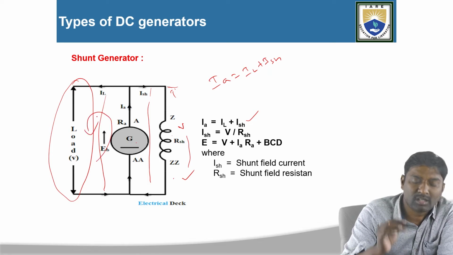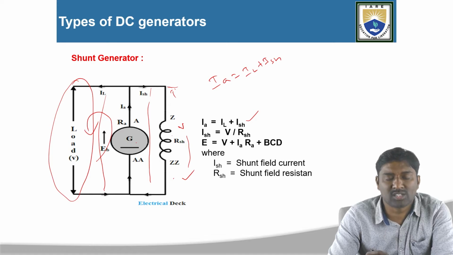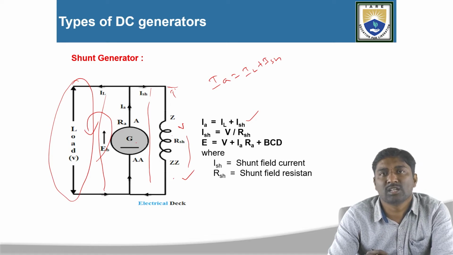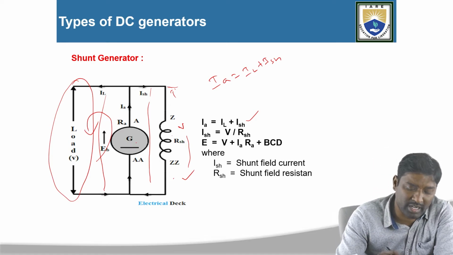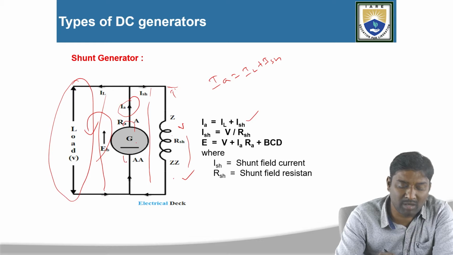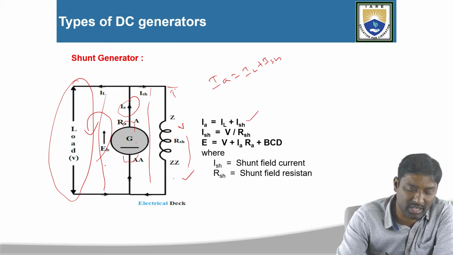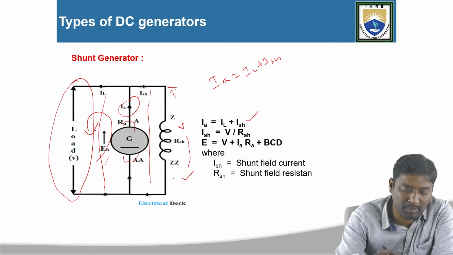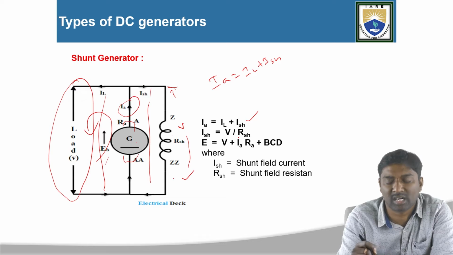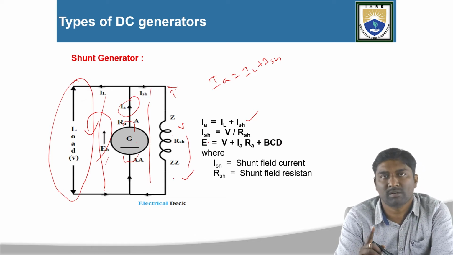So now I apply again KVL, that is Kirchhoff voltage law. According to the Kirchhoff voltage law, the sum of the voltages in the loop will be equal to 0. Again I am getting the armature resistance drop, as well as the brush drops, according to the construction of the DC machine. Now you can write E is equal to V plus armature resistance drop, that is IA RA, plus brush contact drop, that is BCD. This brush contact drop is 1 volt per brush.